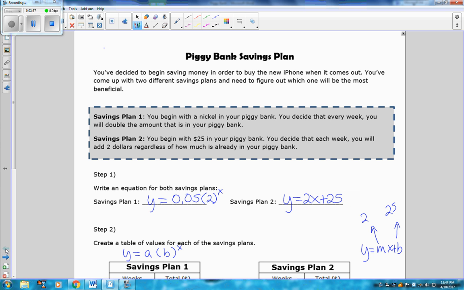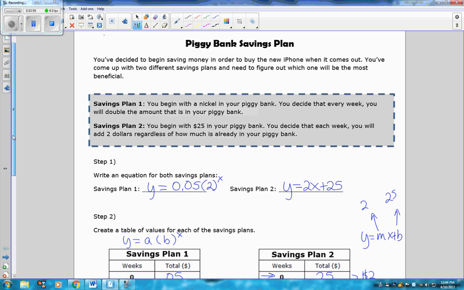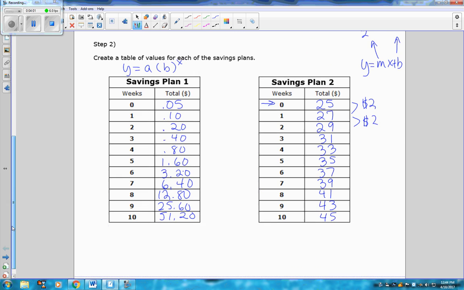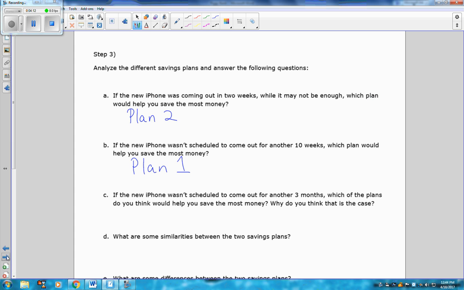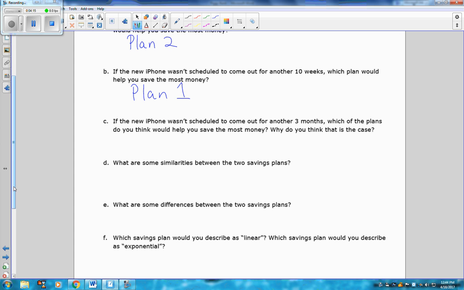Okay, well, as you can see, plan 2 is only increasing by $2 each time. But plan 1 at 10 weeks, by next week, is going to increase from $51.20. So definitely plan 1 would be the best option after 3 months. So this would be plan 1. And it says, why do you think that is the case? Because it is increasing at a greater rate.